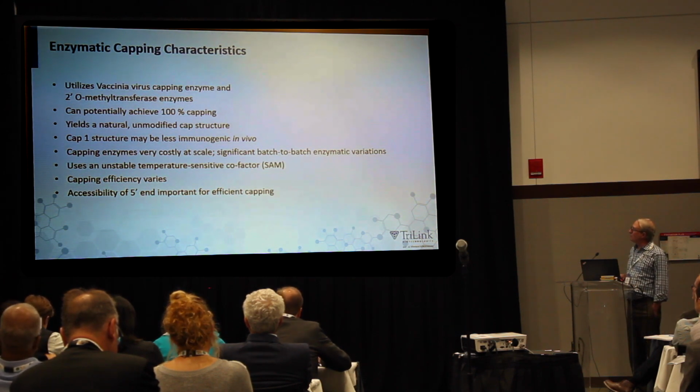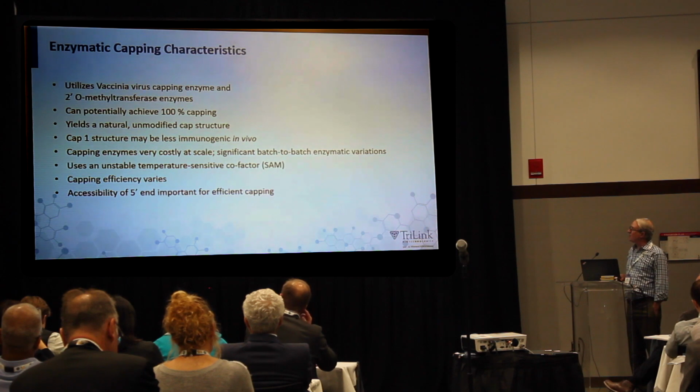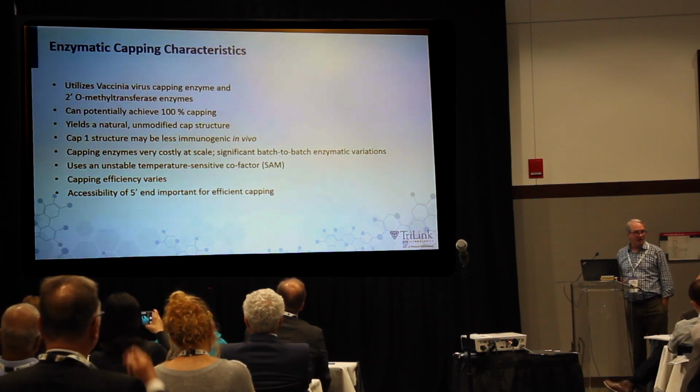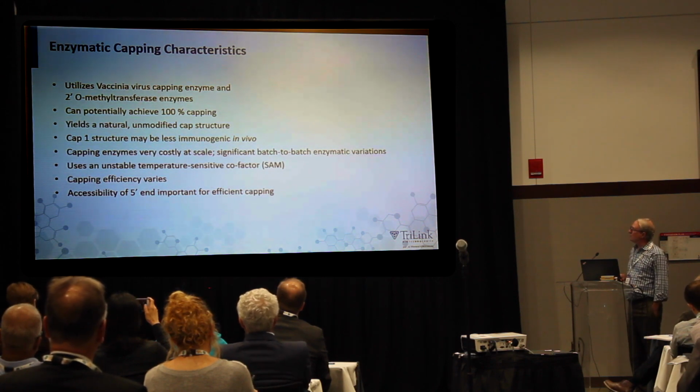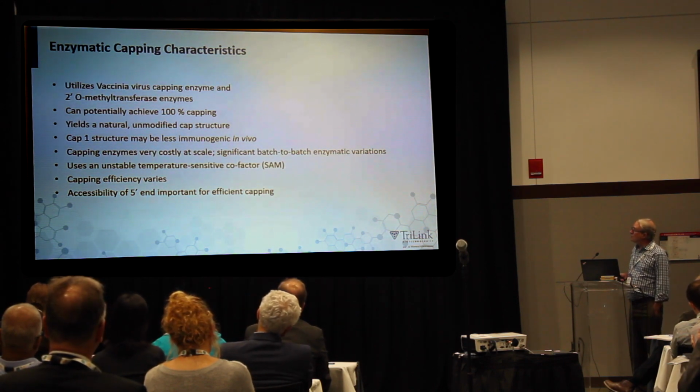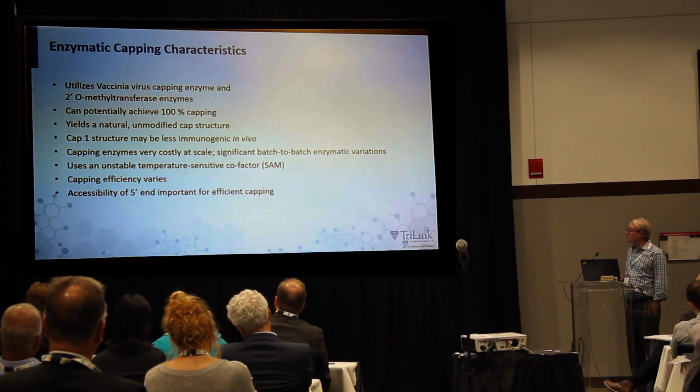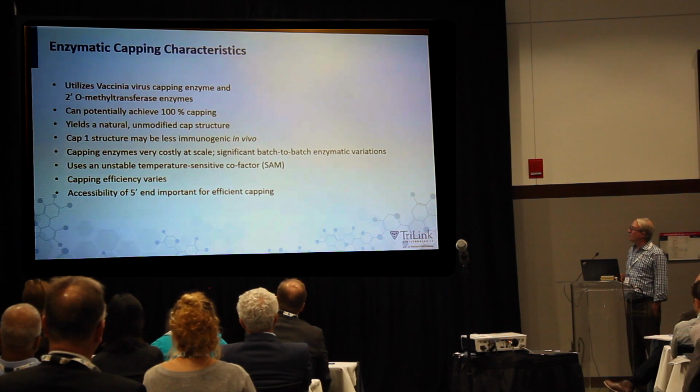So enzymatic capping utilizes a vaccinia virus capping enzyme and a 2' O-methyltransferase. And you can get 100% capping if you drive this reaction to completion, in most cases. The yields are a natural, unmodified cap structure, which may be good. And the cap1 structure is less immunogenic in vivo. And so this gets you to a desirable capping state. But capping enzymes are costly at scale, and there's significant batch-to-batch enzymatic variations. They also use an unstable cofactor, which is S-adenosylmethionine.